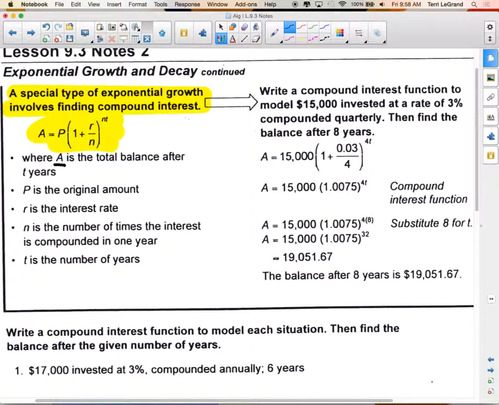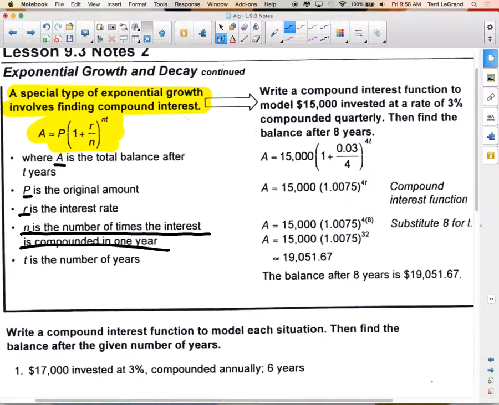P is the original amount. What would that be like in our typical model? With the starting one? Yeah, what part of our typical model, Y equals A times B to the X power, would that be? That would be like our little a, isn't it? Okay, and then R, well, we've already worked with what little r is. And then N, this is the part, you might want to underline this one, highlight it, whatever you want to do. That's going to be new. N is the number of times the interest is compounded in 1 year.